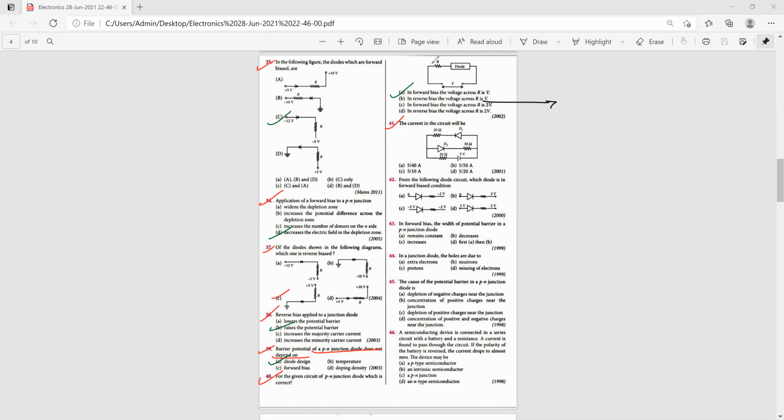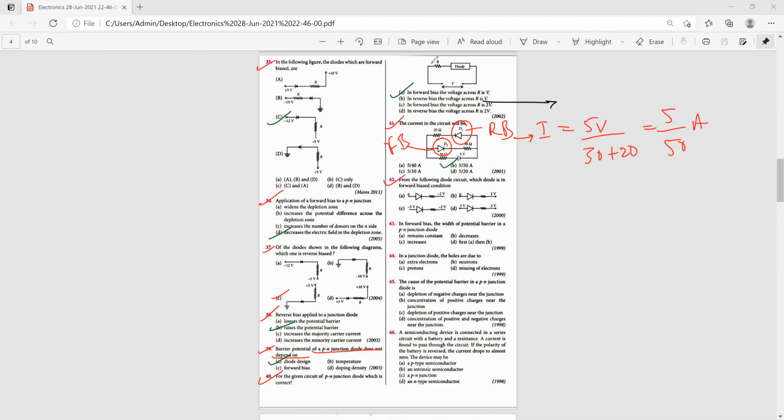41st, the current in the circuit will be, so here the diode D1 is reverse bias and diode D2 is forward bias. So therefore, current is given by the formula I is equal to 5V divided by 30 plus 20 ohm. That's equal to 5 by 50 ampere. So B one is the right one.